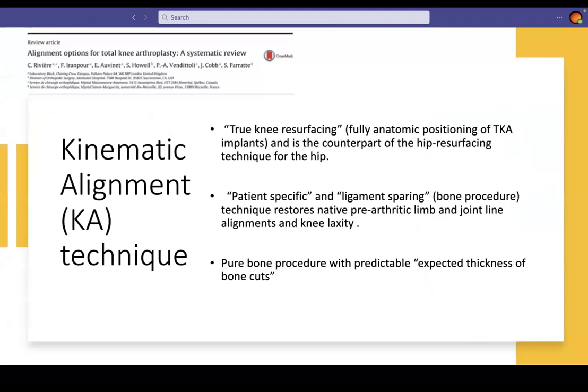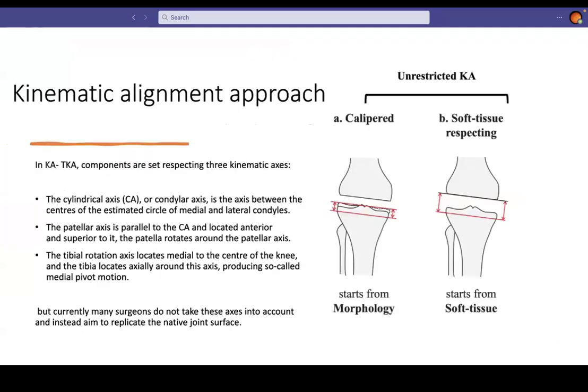So let's move forward to the kinematic alignment technique. The kinematic alignment technique is a true knee resurfacing, like how we do for a hip resurfacing technique. It's patient specific and ligament sparing. It is a complete bony procedure which restores the native pre-arthritic limb and joint line, ligaments and knee laxity.